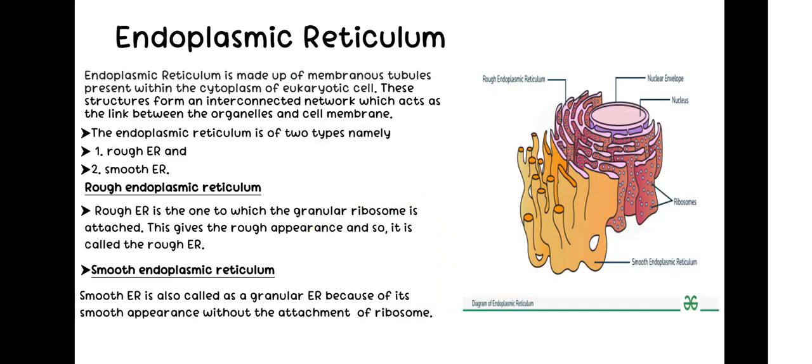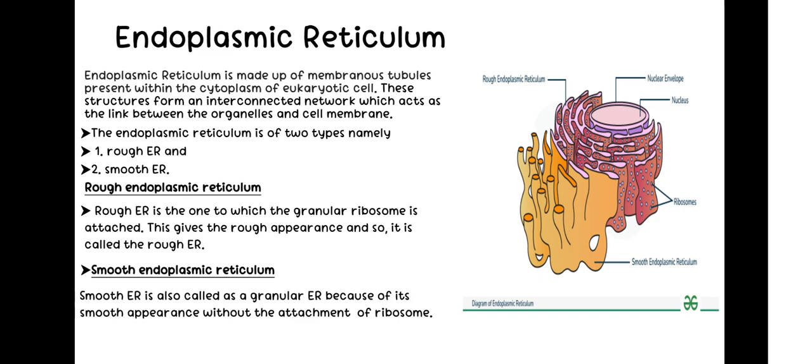First we discuss the endoplasmic reticulum. Endoplasmic reticulum is made up of membranous tubules present within the cytoplasm of eukaryotic cells. In the eukaryotic cell, they are mainly made up of membranous tubules, and this structure forms an interconnected network which acts as a link between the organelles and the cell membrane. So mainly they make the connection between the other organelles and the cell membrane.